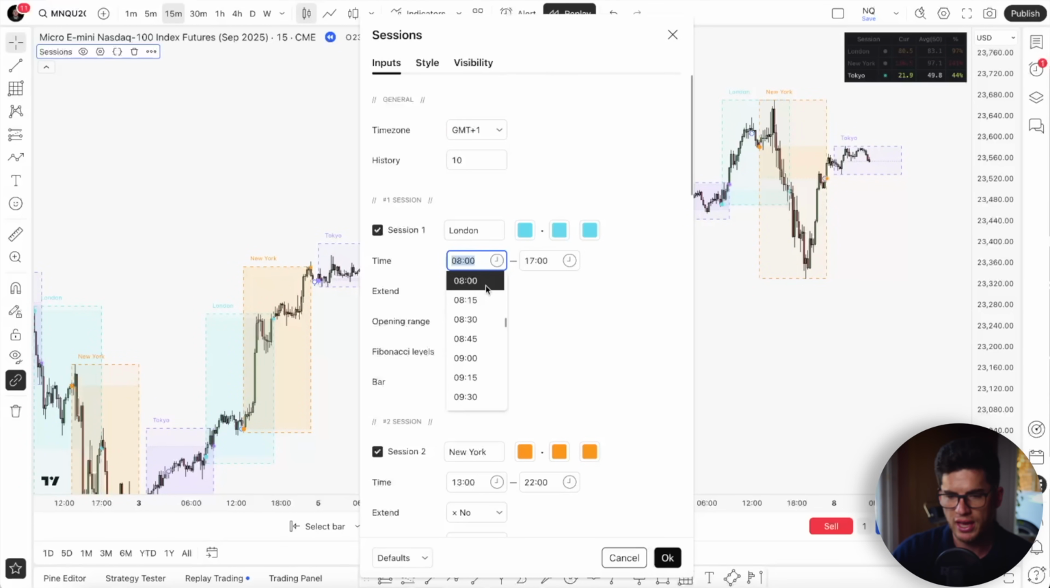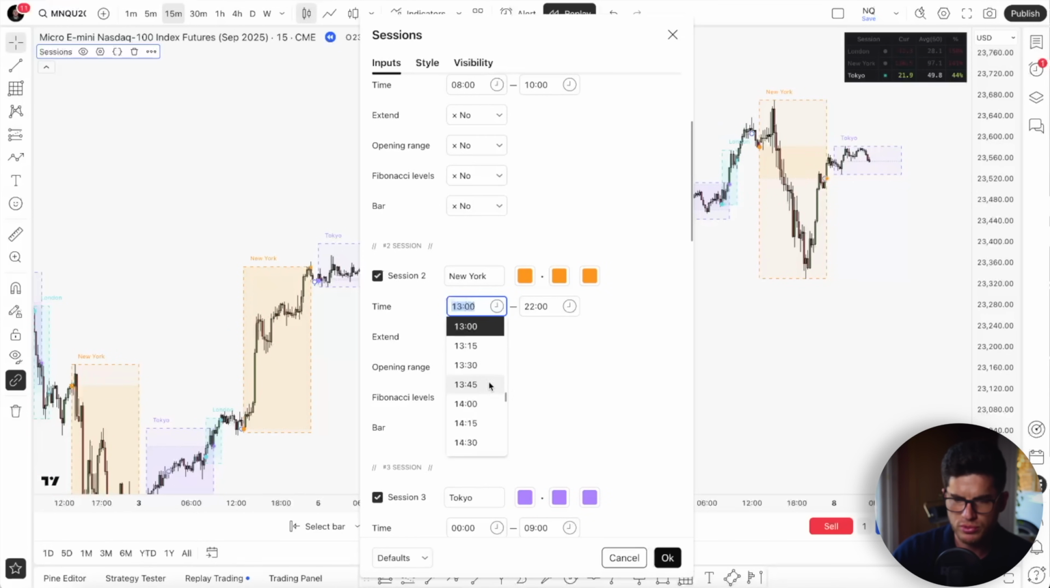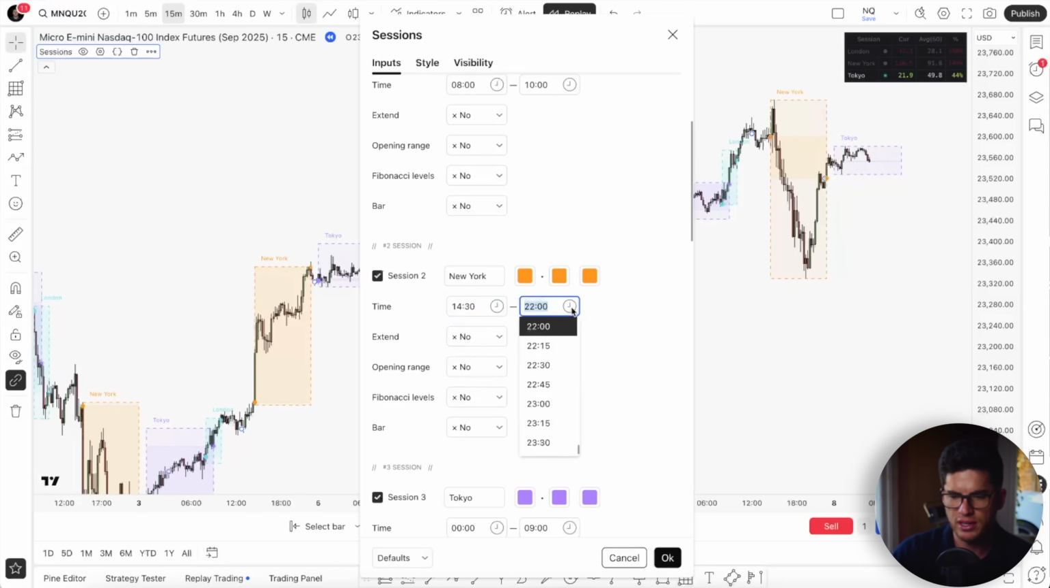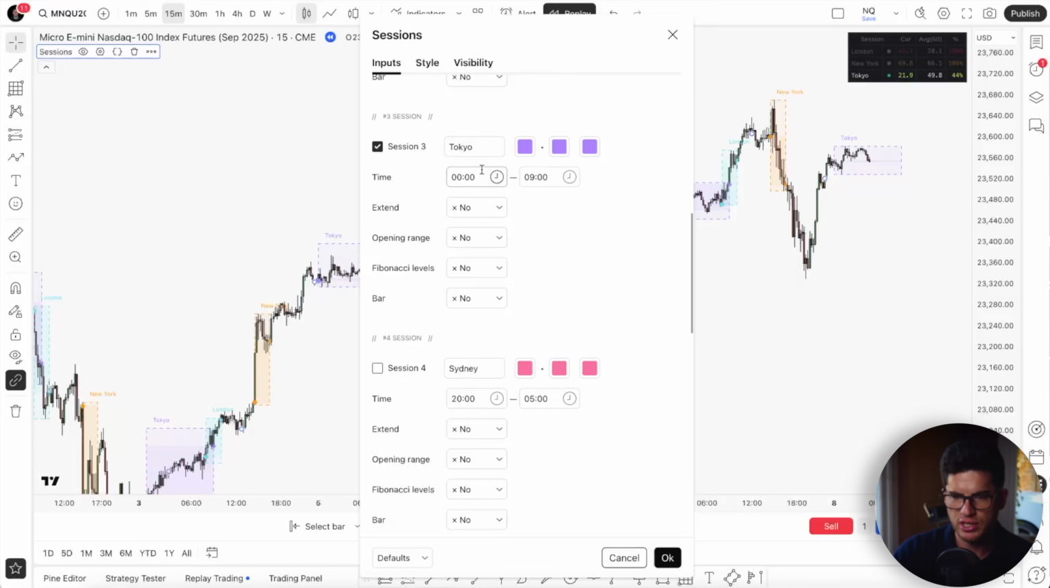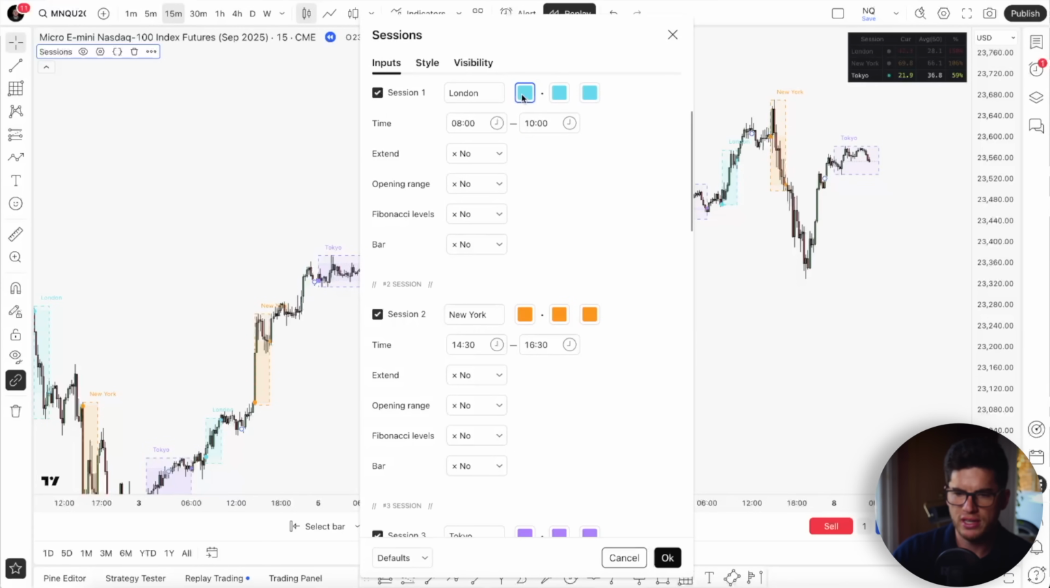So I'm in the UK, so my London session is from 8 AM till 10 AM. My New York session is from 2:30 British Standard Time, which is 9:30 Eastern Standard Time, and that closes at 4:30 PM. And the Asia session is from midnight until 6 AM. And then of course you can color code these how you wish.